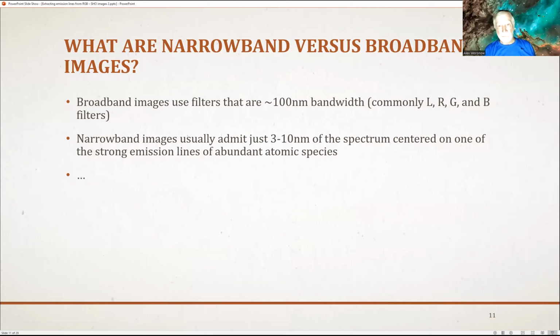Broadband images, as you probably know, use filters that are about 100 nanometers in width. The common ones we use are L, RGB: luminance, red, green, and blue. I'm not going to talk about the luminance, but we will talk about R, G, and B. Narrowband images center around these emission lines, and they usually have widths between 3 and 10 nanometers. Of course, they emit far less light, and most times they take considerably longer exposures than the RGB ones, which pass more light, being wider bandwidth.